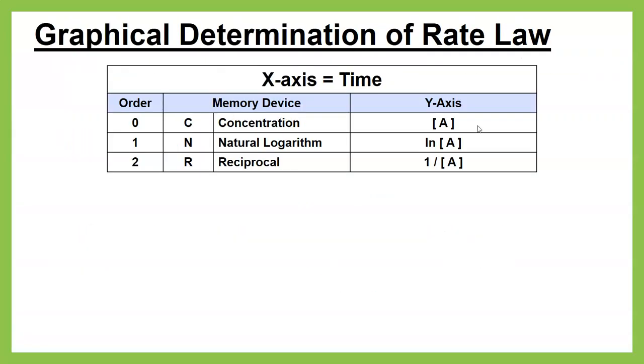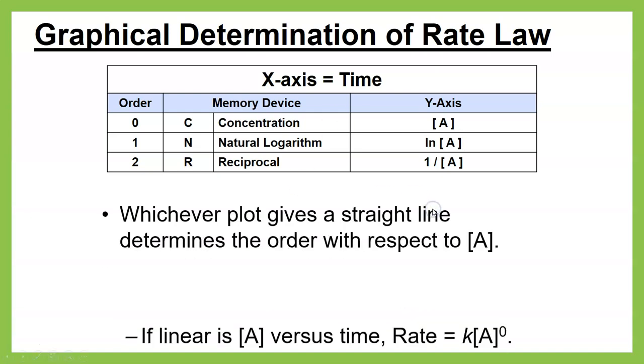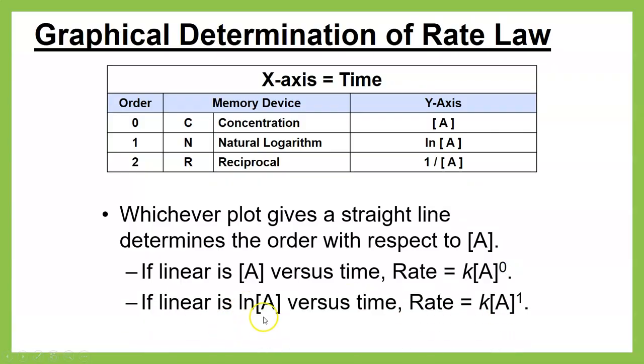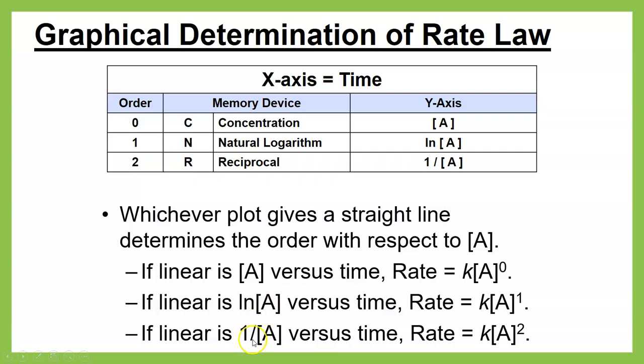So you got to make sure that you have memorized what you would graph and how your straight line plot gives you information about the order. So if you graph A versus time, concentration versus time, and it's a straight line, you know it's zero order with respect to A. If you have to graph the natural logarithm versus time, then that's first order. If you have to graph 1 over A to get a straight line, then that's second order.